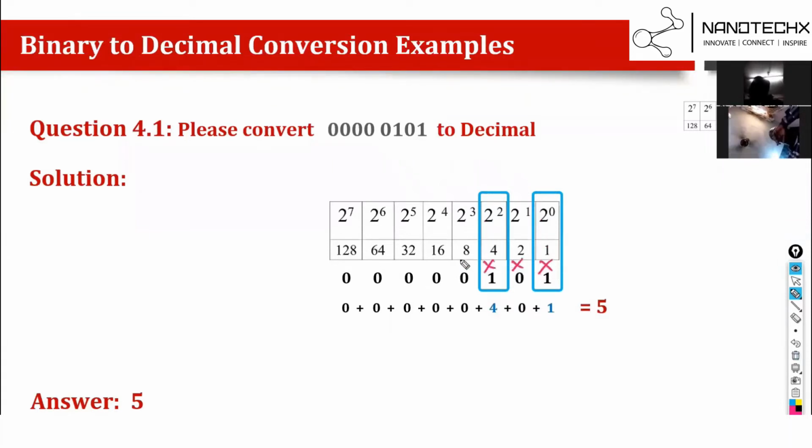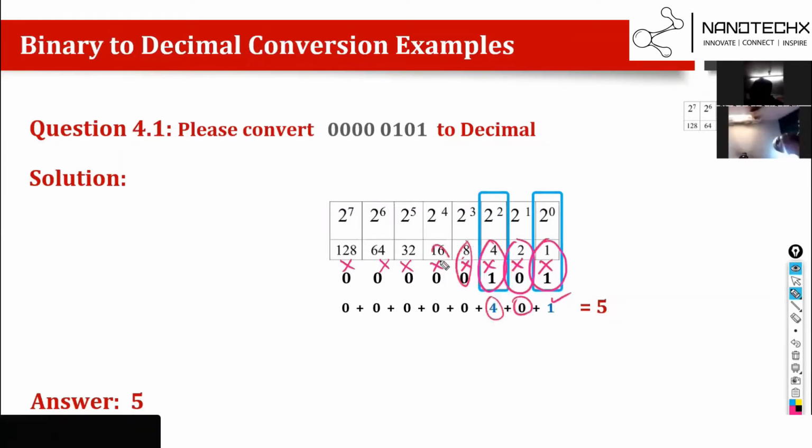So 1 multiplied by 1 is what? 1. 2 multiplied by 0 is 0. 4 multiplied by 1 is 4. Then everything else, 8, 0. Anything which gets multiplied by 0 is always 0. Then finally we add them. So 4 plus 1 is equal to 5. Right? So let's do an example. Let's write ourselves, then you will understand more.